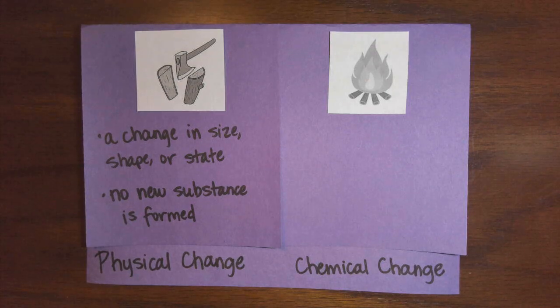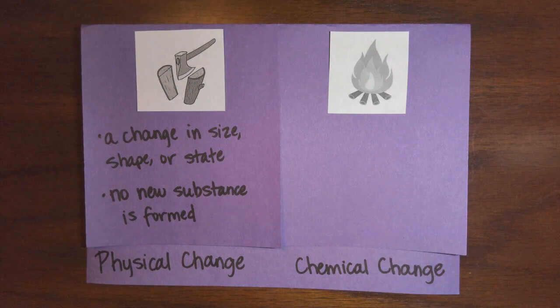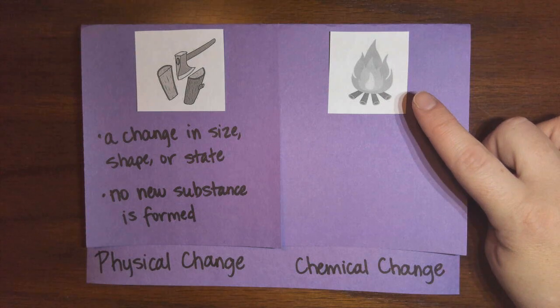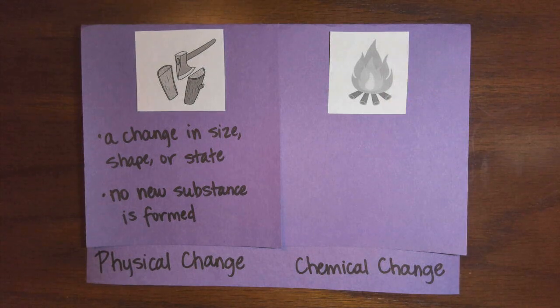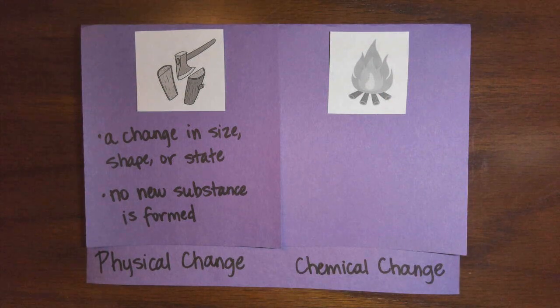For pit stop C, we're going to go ahead and finish up our foldable. We're going to be writing on the right hand side. We're going to use the other half of the picture that we used last time. So find the picture of the firewood burning and glue that down in the top center of the chemical change section. And then we're going to use that again as our example.